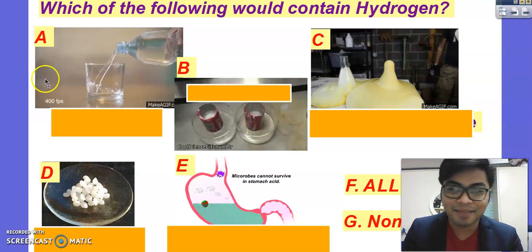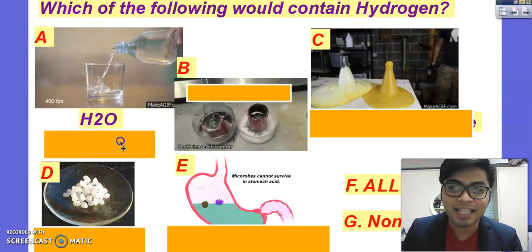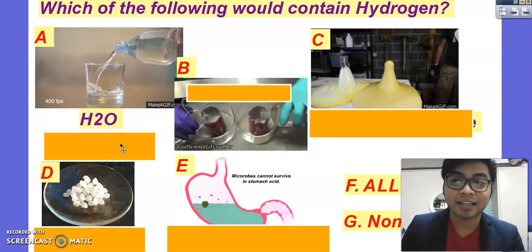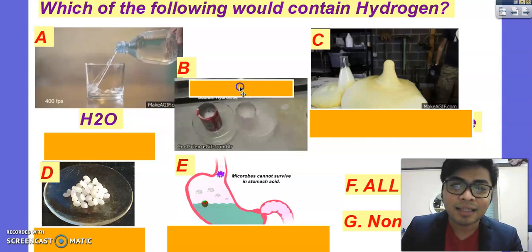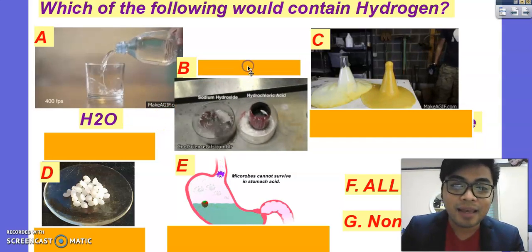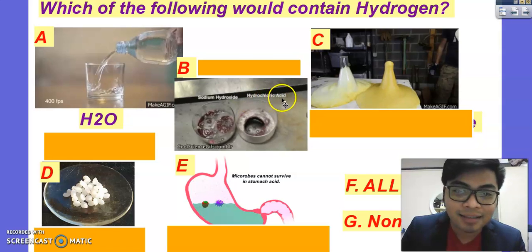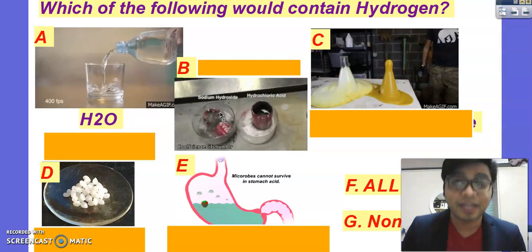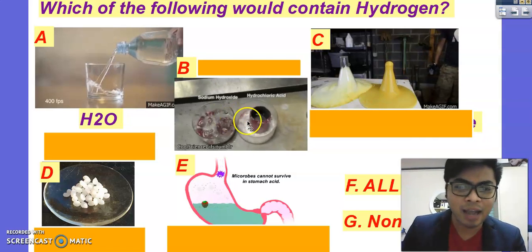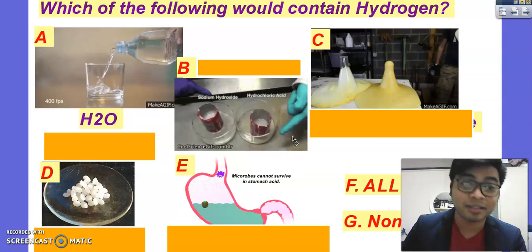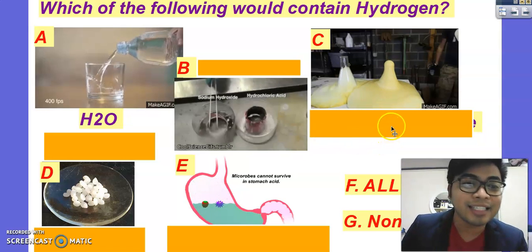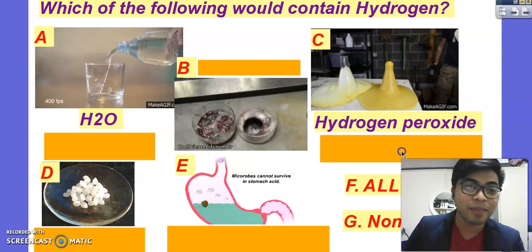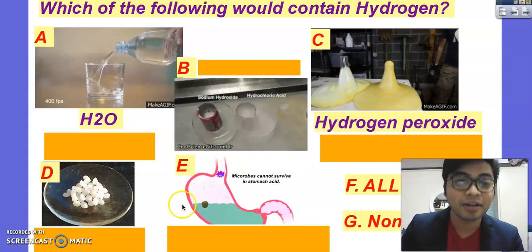Is it letter A? A here is water. So definitely it contains hydrogen. It's H2O. Let's take a look at B. B has hydrochloric acid and sodium hydroxide. That means they also contain hydrogen. You can see that they react with metals, which is our topic for today. Take a look at letter C. This is what we did. It's the elephant toothpaste, and we used hydrogen peroxide. So we used hydrogen.